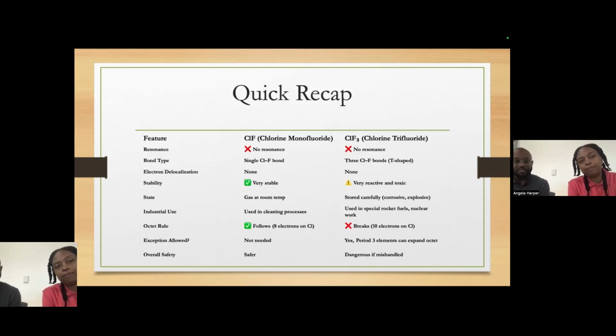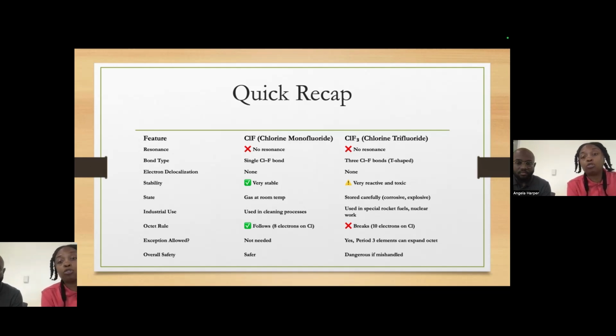So let's do a quick recap. The features of the resonance of chlorine monofluoride and trifluoride: we started off with the resonance. You have bond types, electron delocalization, stability, state, industrial use, octet rule, exceptions allowed, overall safety. With chlorine monofluoride, there's no resonance. Single chlorine and fluorine bond. It's very stable. It's a gas at room temperature, used in cleaning processes, and it follows the octet rule, with 8 electrons on Cl. Exceptions not needed, and it's much safer.